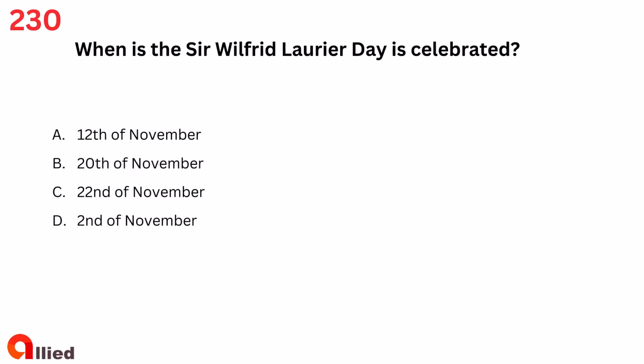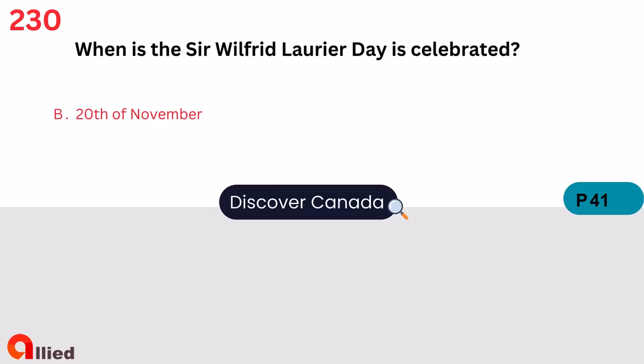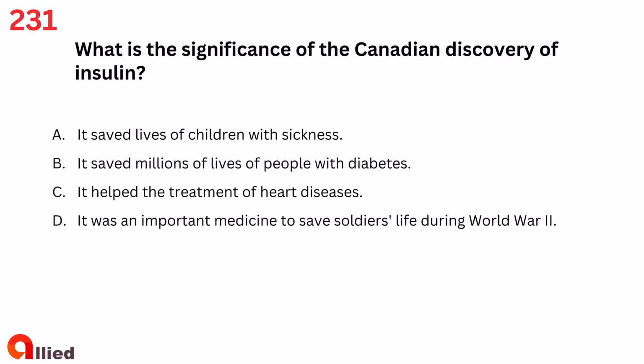Question 230. When is Sir Wilfrid Laurier Day celebrated? A. 12th of November. B. 20th of November. C. 22nd of November. D. 2nd of November. The answer is B. 20th of November.